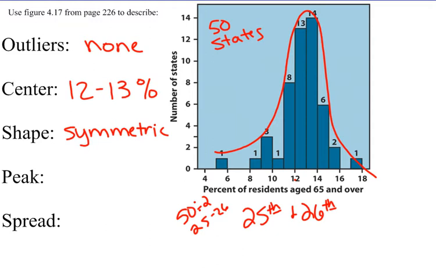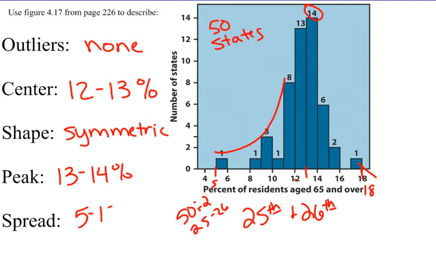When it's asking for the peak, remember that's our highest bar. So for this one, that's happening right here where the 14 is. So it's between 13 and 14%. That's my peak. And my spread is my minimum to my maximum. So my lowest value here looks like it's at a 5, and my highest is happening right here at the 18. So I'm going to say my spread is 5 to 18%.